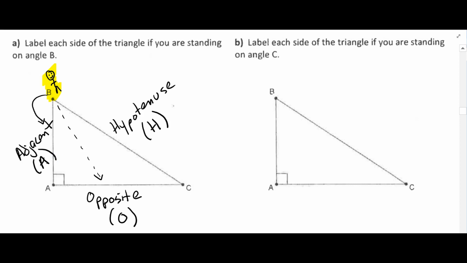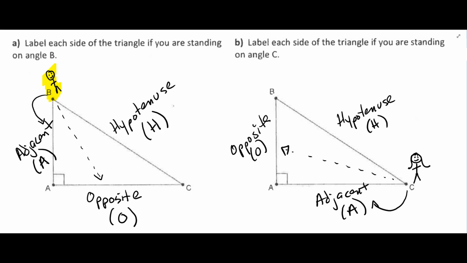All right, so now for part B, label each side of the triangle as hypotenuse, opposite, and adjacent if you are standing on angle C. So now we're standing over here. Go ahead and pause the video and see if you can label the sides opposite, adjacent, and hypotenuse if we are standing at angle C, and then when you restart, we can check. So pause now and give that a shot.